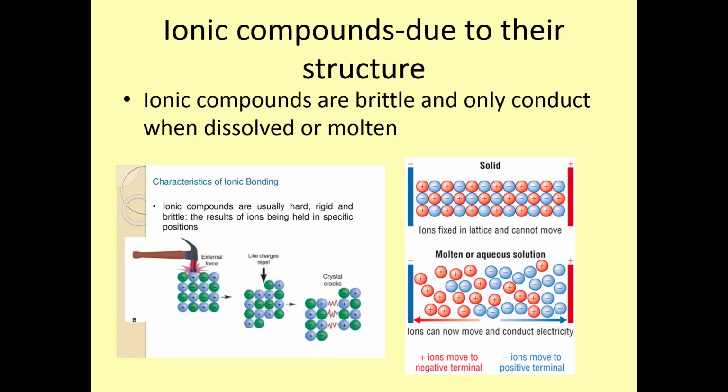Okay. Ionic compounds, based on their structure, have these properties, and we looked at it. They're brittle when you hit them, okay, so the crystals crack. Their ions are fixed and they can't move when they're solid, so no current can run through when they're solid. But then when they're molten or aqueous, then the ions can move and conduct electricity.